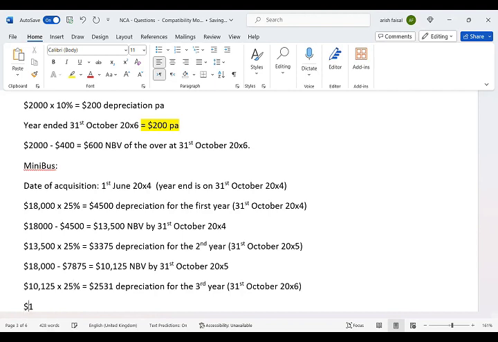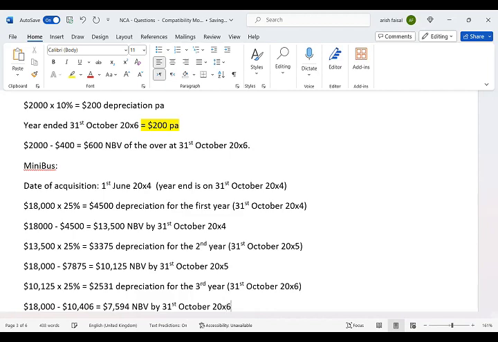So by the end of the year, the net book value of this asset will be as follows. 7,875 was the depreciation charged in the first 2 years, and in the third year I charged 2,531. So the total depreciation that has been charged in these 3 years has been 10,406. And hence the net book value of this asset by the end of the third year will be 7,594 by 31st October 2016.